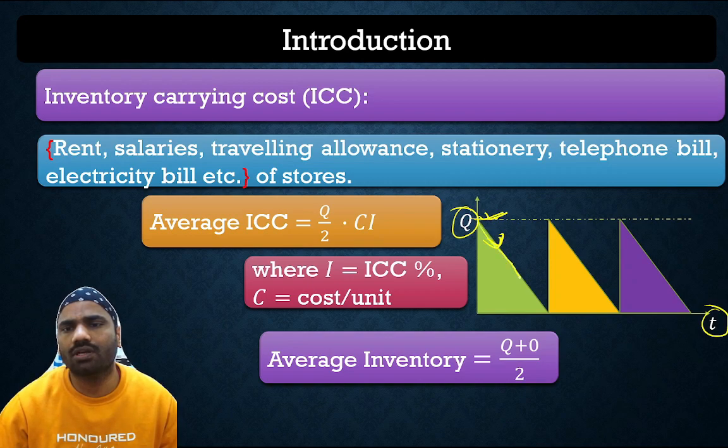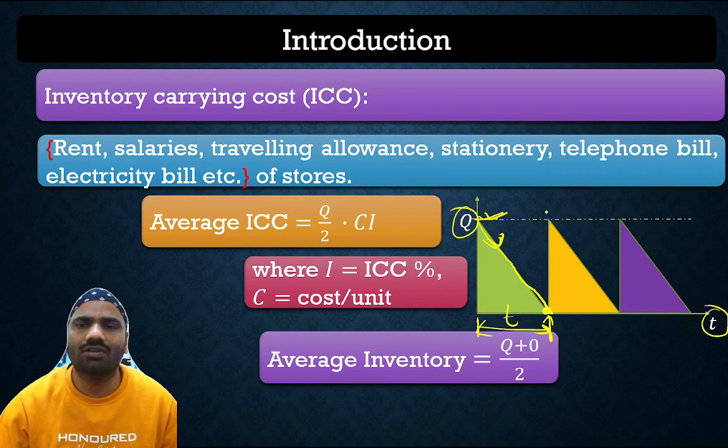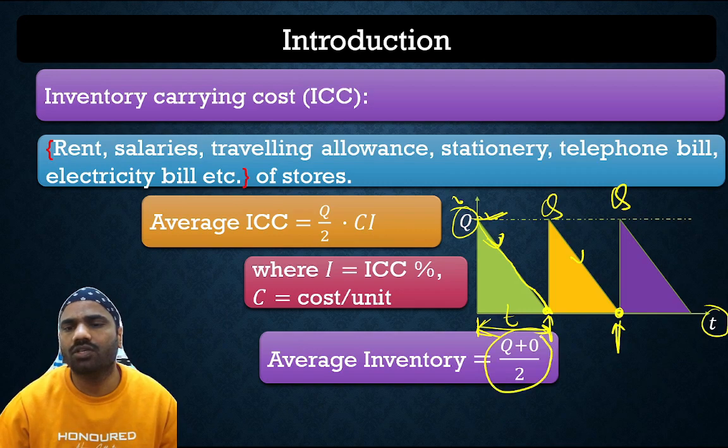After consuming this quantity, after a significant consumption time, it will be 0. When that quantity is 0, again you receive a fresh order, and that quantity will be Q. Again with time you consume it, and it comes to 0. Then again you get a fresh order of Q. So in a particular consumption period, we have initial inventory Q and final inventory 0. So average inventory will be Q plus 0 by 2.